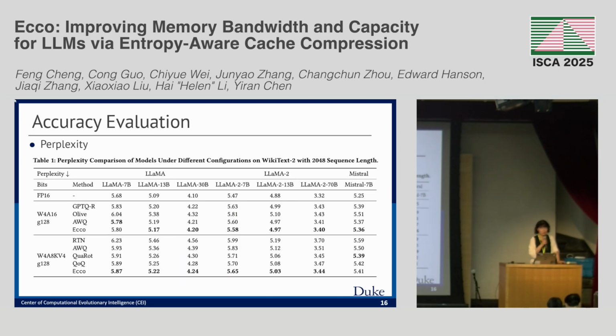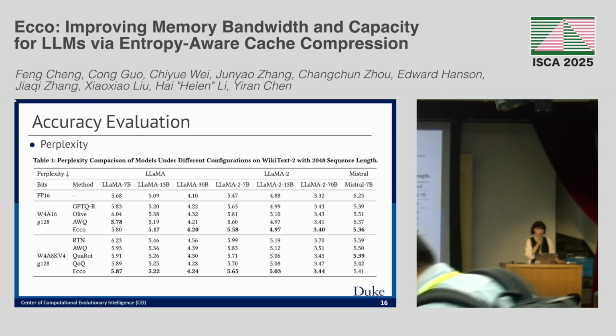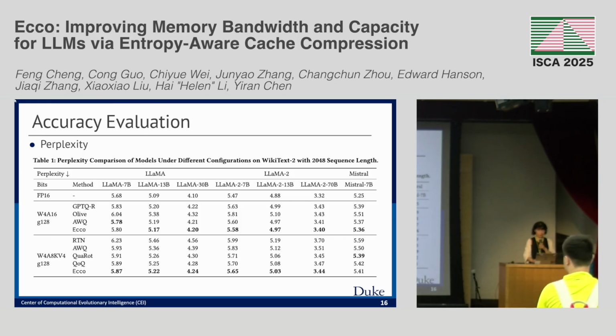In the evaluation, we first compare Ecco with several popular quantization frameworks like AWQ and Olive. We evaluate the perplexity on various Llama models and also the Mistral model, and on almost all the workloads we select here, Ecco has the best accuracy during the inference on the compressed model.